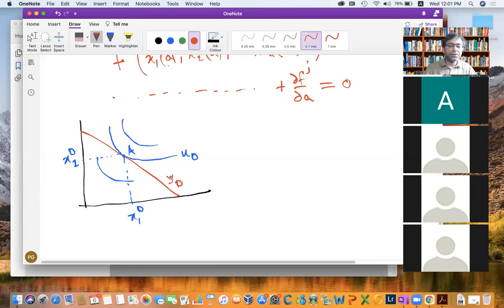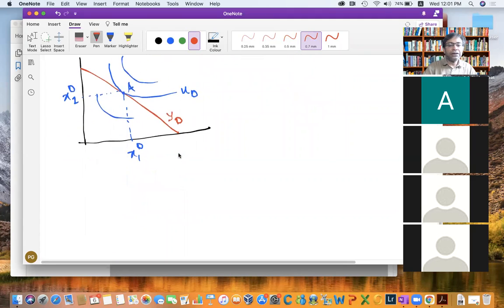All right, so we start with Y0 amount of income. The optimum point is tangency at A. X10, X20 are the optimal choices. U0 is the utility level attained through utility maximization. This picture pertains to the utility maximization problem: max U(x) subject to y minus px equals 0.